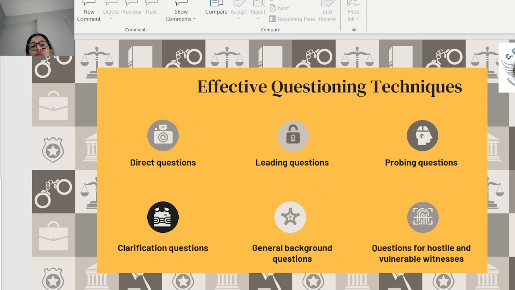Also, for vulnerable witnesses, for example children or victims, you can ask questions such as, can you tell me what has happened to you in your own words? You can ask the child witnesses, do you feel safe about the questions that are being asked to you? Or do you need a break, or do you need someone else who can come and support you? Or was there anybody else present who can confirm what you're saying? So these are all the questions that you can ask a vulnerable witness.